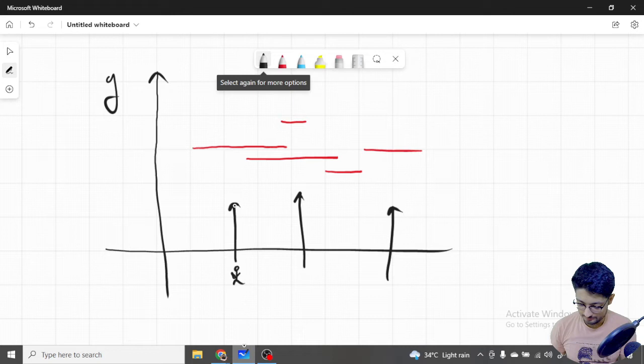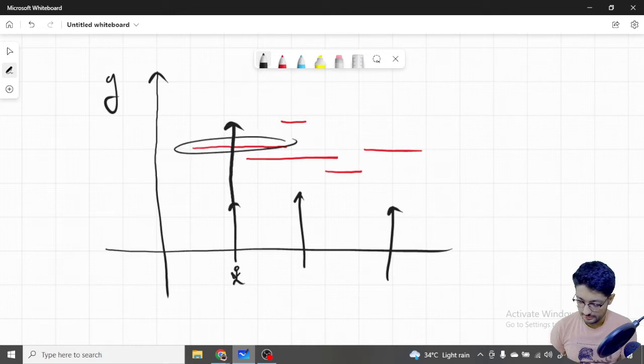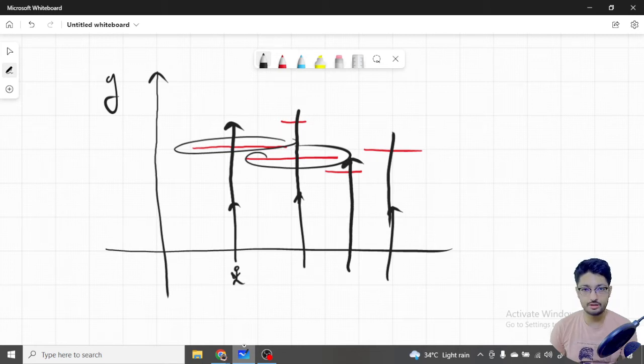Now if this arrow is taken, then it will only burst this balloon. If this arrow is taken, then it will burst both of these. If this arrow is taken, it will burst this, and maybe we have to fire one more arrow, and then 4 minimum arrows are required to burst all of these balloons. That is the overall problem statement. Now you can pause this video and try to think over that.